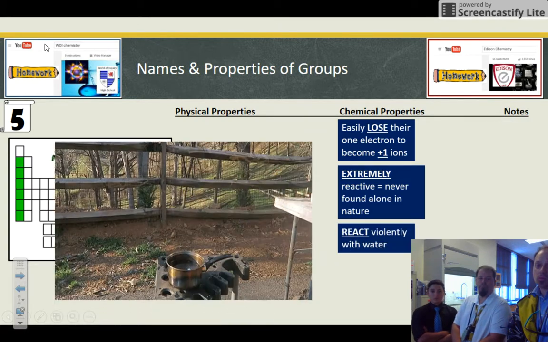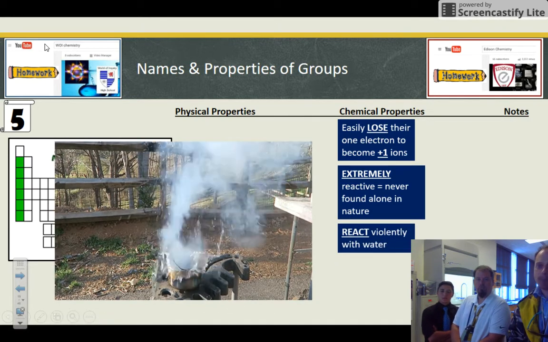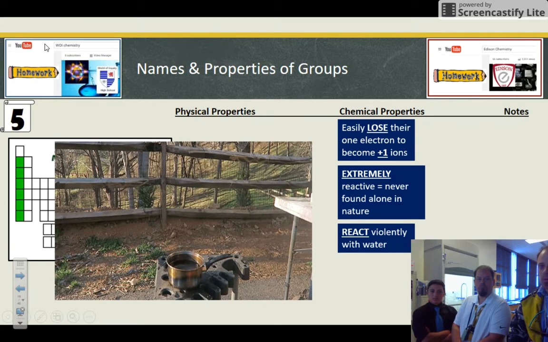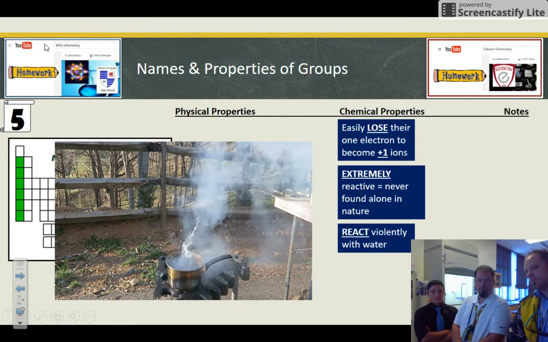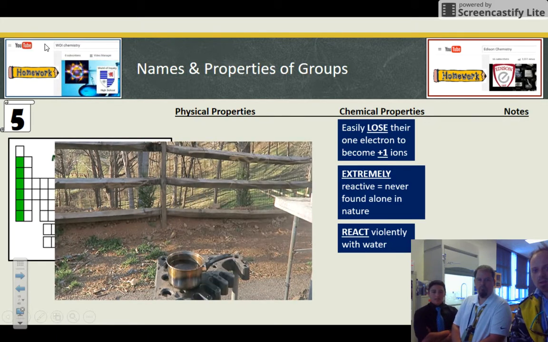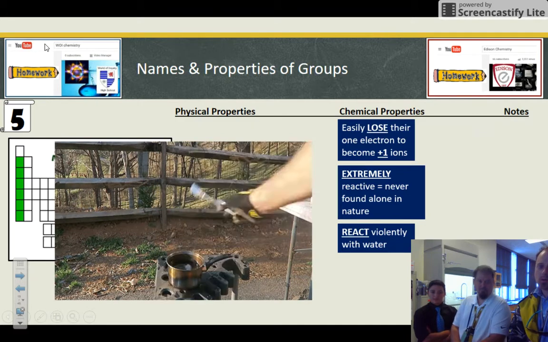They want to lose their one valence electron, so they become +1 ions. They're extremely reactive. They would never be found in nature by themselves. And they react violently with water, as you can see.